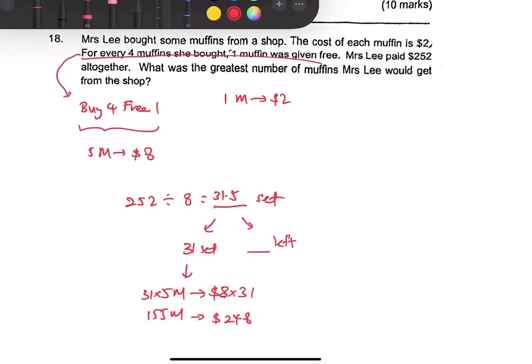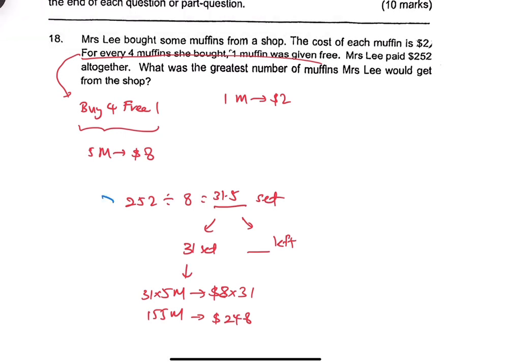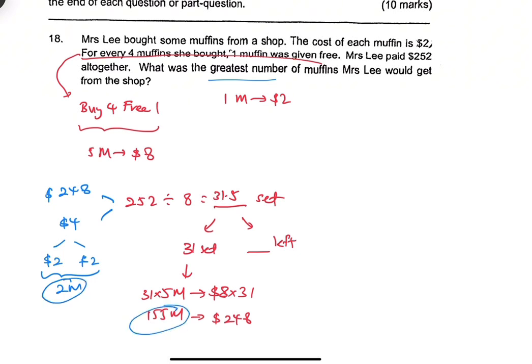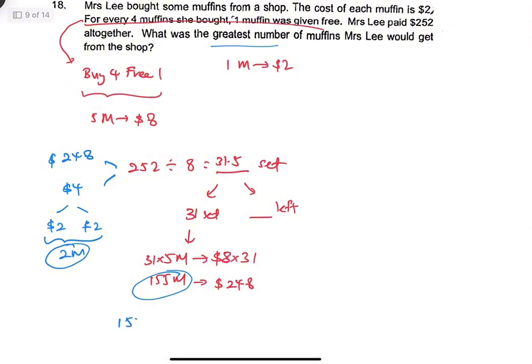In blue, let's understand this. My $252 has been split into 2 sets of money. $248 is to buy the grouping deals, and the other one is the $4. With this $4, I can only buy a $2 muffin followed by another $2 muffin, which means only 2 muffins. The question asks what's the greatest, so I can buy 2 from here and the 155 muffins. It will be 155 plus 2. Total muffins bought is 157. This will be the greatest I can buy.